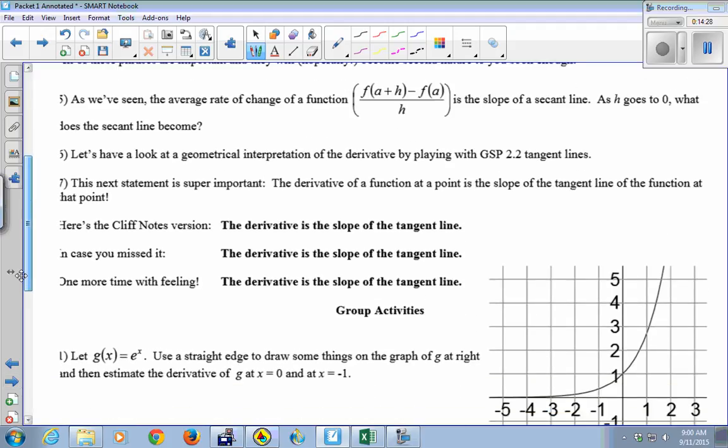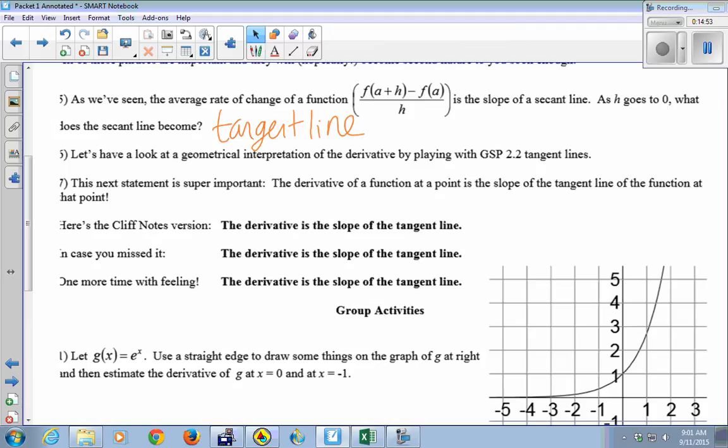All right, so as we've seen, the average rate of change of a function, f of a plus h minus f of a all over h, is the slope of a secant line. And as h goes to 0, that secant line becomes a tangent line. Okay. So we have a little Geometer's Sketchpad animation to show you, just to really drive this home one more time.